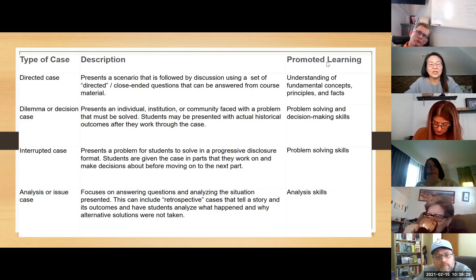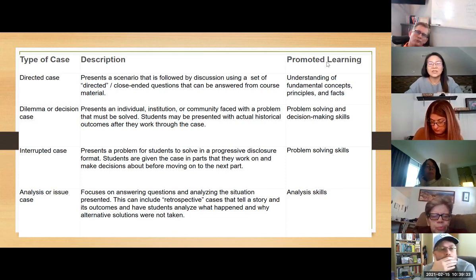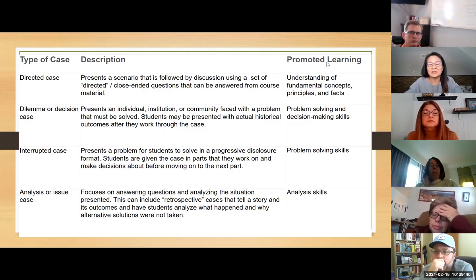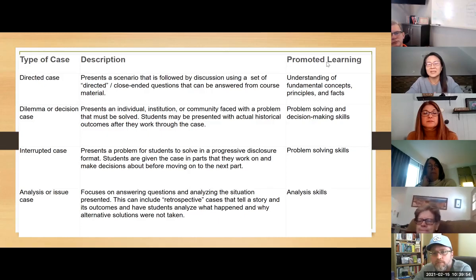The last one is the analysis or issue case. It focuses on answering questions and analyzing the situation presented. It can include some retrospective cases that tell a story and its outcomes, and have students analyze what happened and why alternative solutions were not taken. So these can be some older cases that I also use for my class a lot.